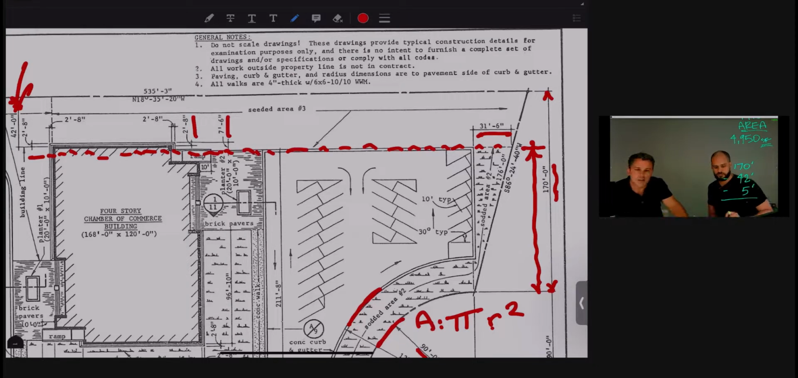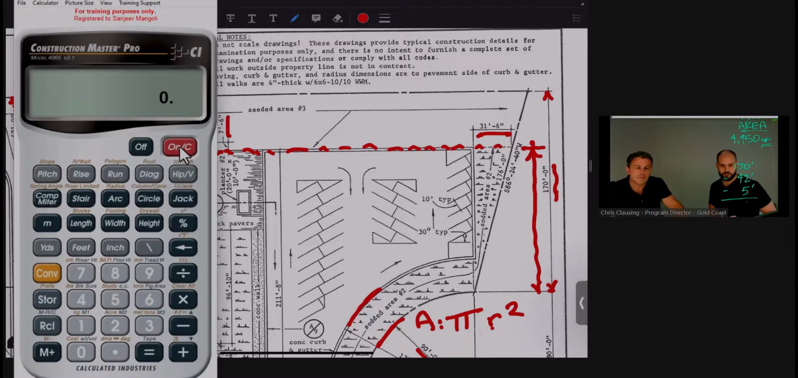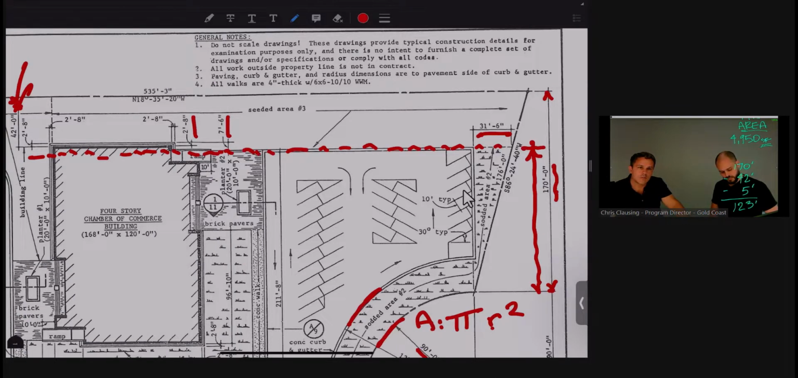So let's go to the calculator here. 170 minus 42 minus 5. So we end up with 123. Perfect. So 123 feet. This dimension is here on my dimension string. There we go. And we have our base. That's basically our height, and our base is 31.